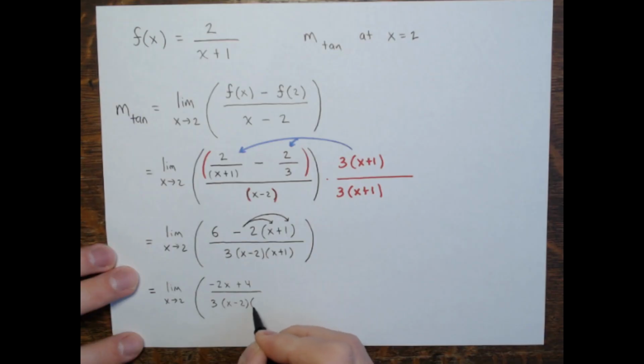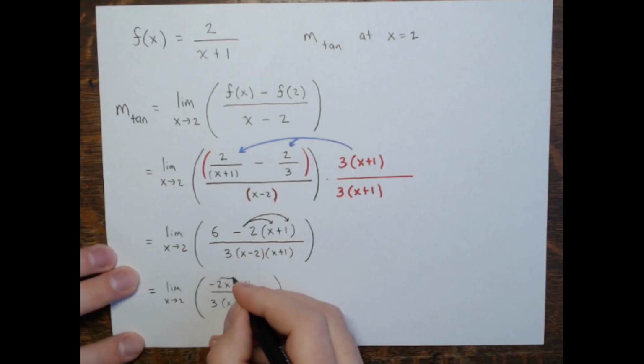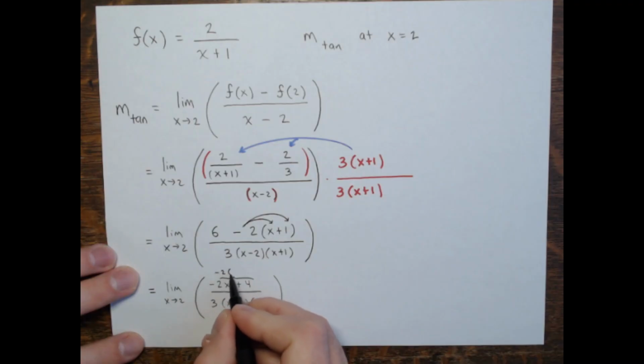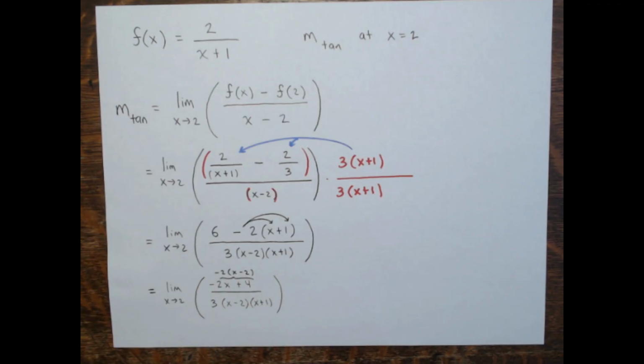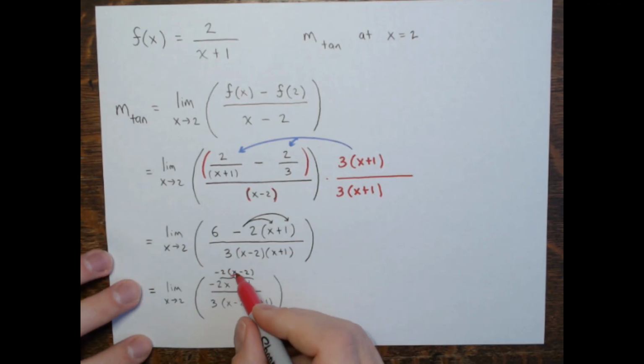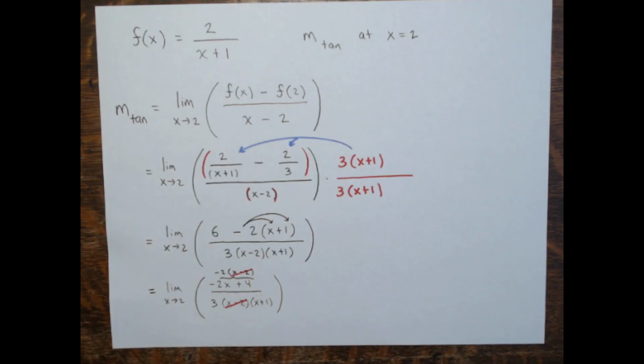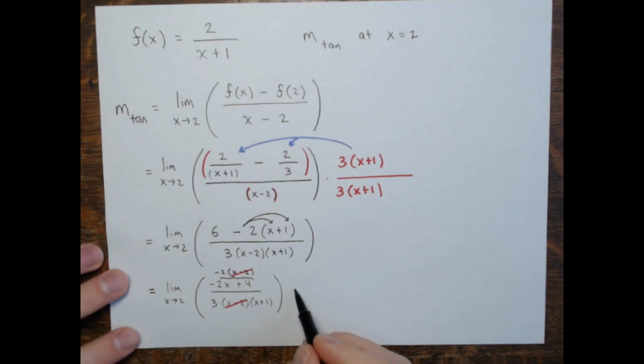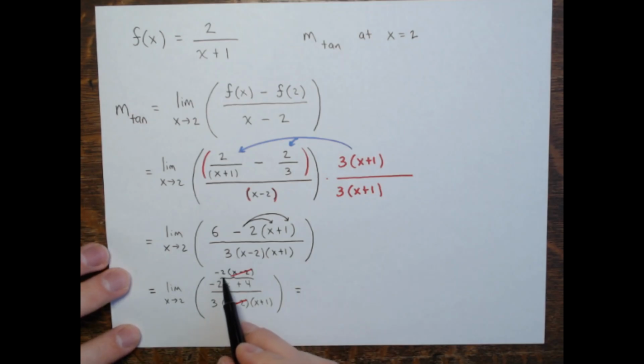I'm going to leave the denominator factored. So for this up here, negative 2x plus 4, I can factor out negative 2. And if I do that, you'd have x minus 2 as the other factor, and then I can see the x minus 2 going away. Those are divided to be 1. So the numerator is now just negative 2, and the denominator has this 3 times x plus 1.